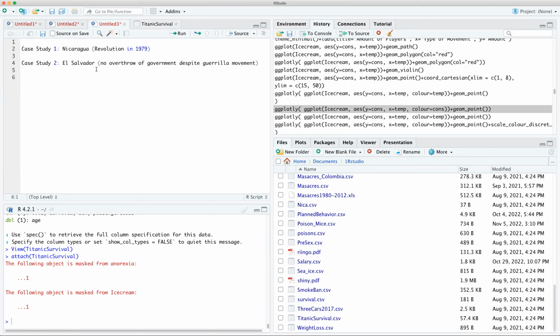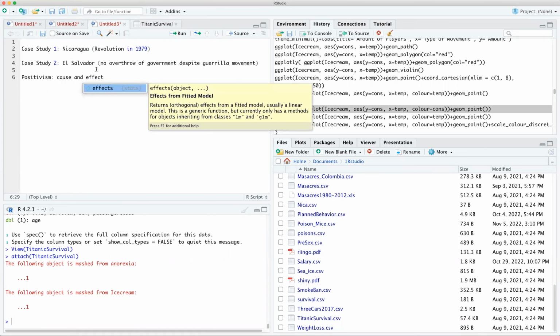Now, this is positivism, basically cause and effect. So we can write it here. There you go, right there. Look at this, even something there.